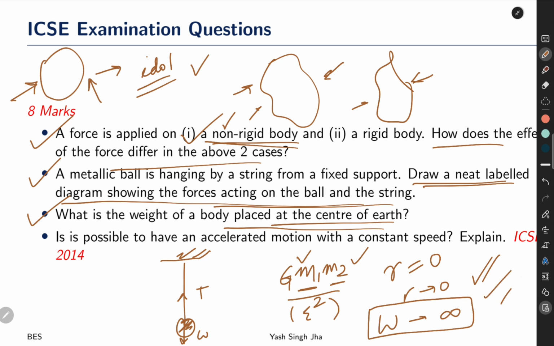Is it possible to have an accelerated motion with a constant speed? Yes, we definitely can have it, and the answer is uniform circular motion. When you are in a uniform circular motion, your direction of motion changes at every instant. So there must be a force acting on the body towards the center, which is called the centripetal force. And that centripetal force produces an acceleration, even though the speed remains constant. So yes, it's possible.